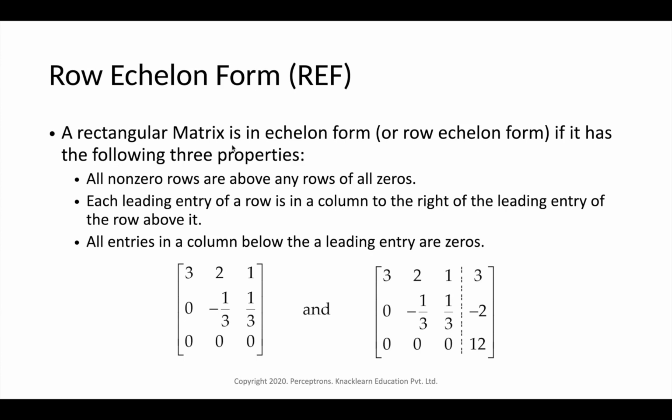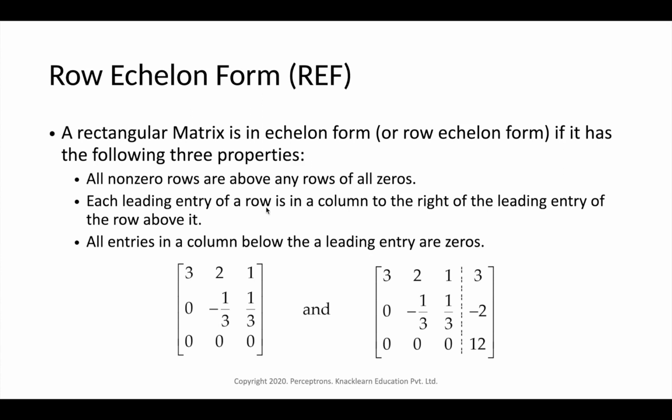A rectangular matrix is in echelon form or row echelon form if it has the following three properties. First, all non-zero rows are above any rows of all zeros. Like if you see the non-zero rows, 3 2 1, then minus 1 3 1 by 3, the non-zero rows are above the zero rows. Second, each leading entry of a row is in a column to the right of the leading entry of the row above it. Here, 3 is a leading entry, and minus 1 by 3 is one more leading entry. Leading entries are nothing but the pivot elements.